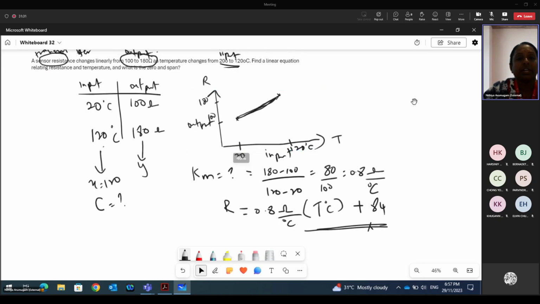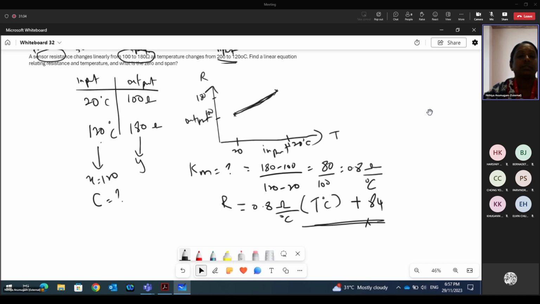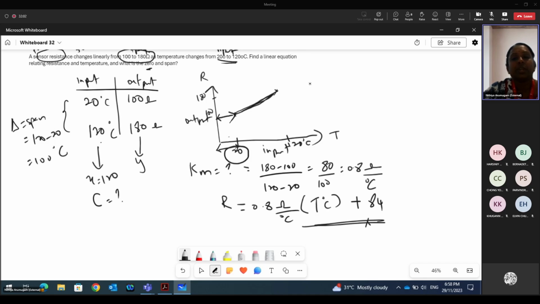Second, we need to calculate the zero and span. The span is basically the difference between the input. The span is 120 minus 20, which is 100 degree Celsius. Talking about the zero, zero is the distance from here to the first point, which is 20 degrees Celsius. So this is our span. This is about question number 5.